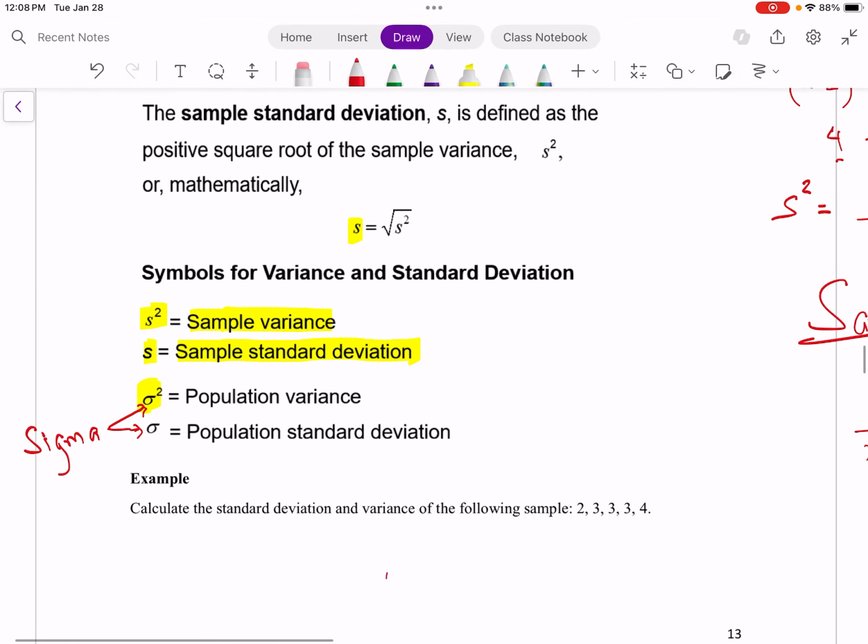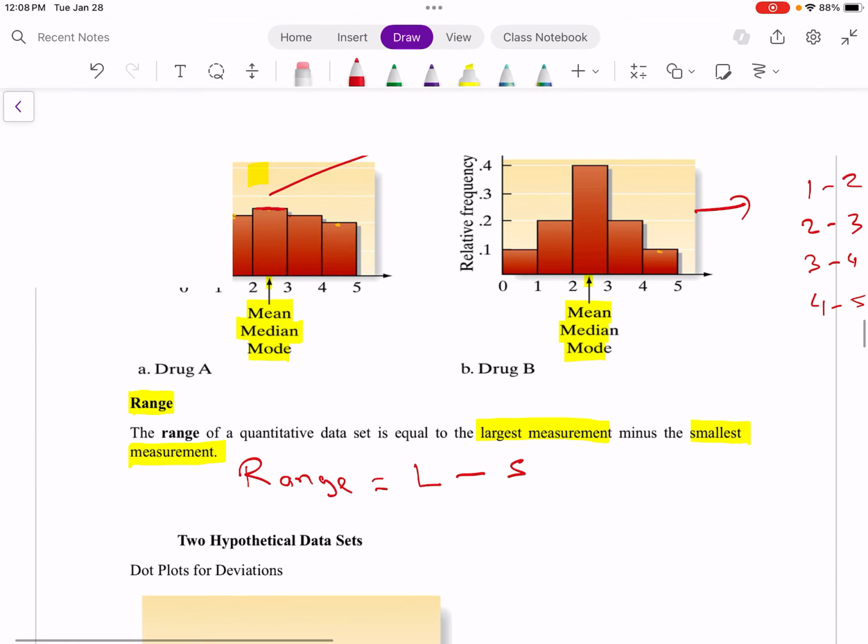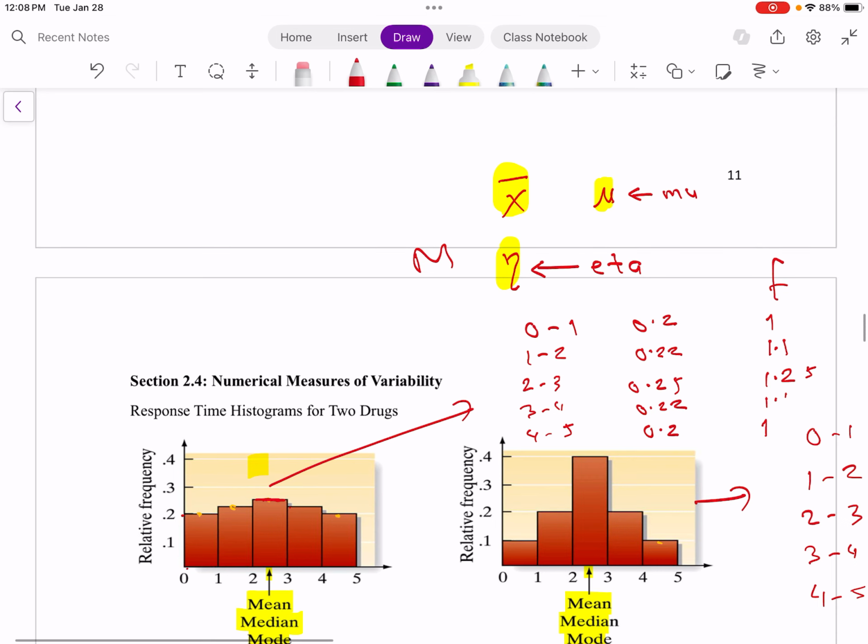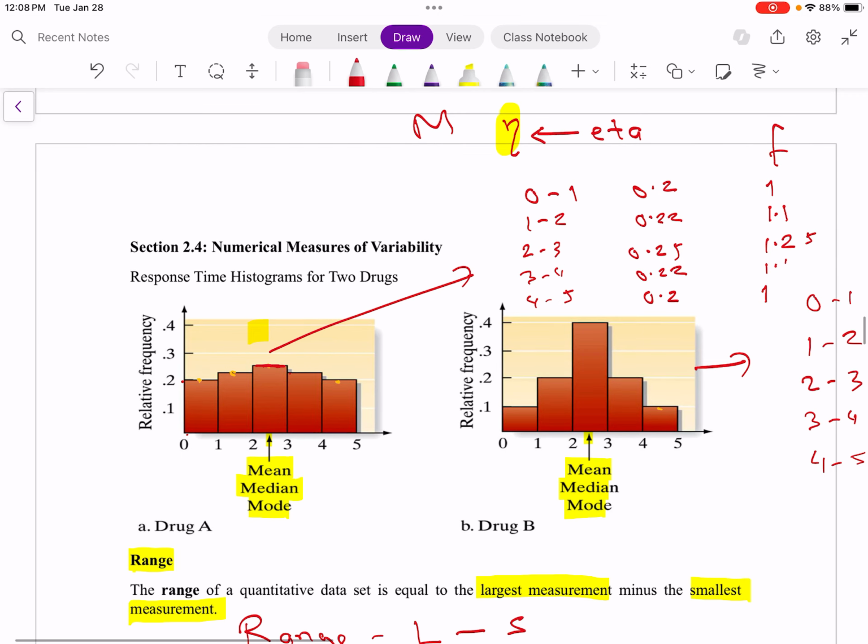Okay, in section 2.4, we talk about numerical measures of variability. Oh, I'm sorry, this is not what I'm sharing here. So in 2.4, we talk about numerical measures of variability. We use the range, standard deviation, and variance to find the variability.